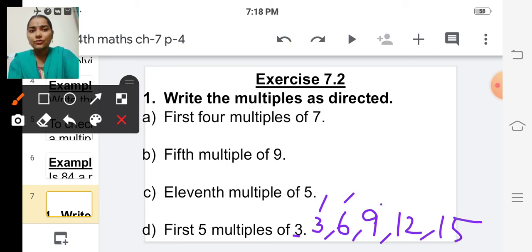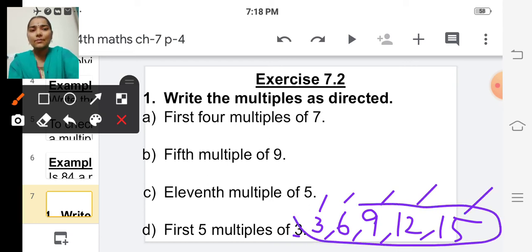So 1, 2, 3, 4, 5. So we got the same 5 multiples, first 5 multiples of 3. So we can do this problem in this method also. Okay children? So you can copy down in your textbook. Okay?